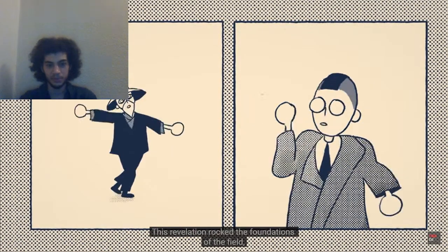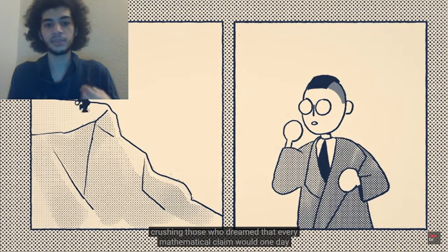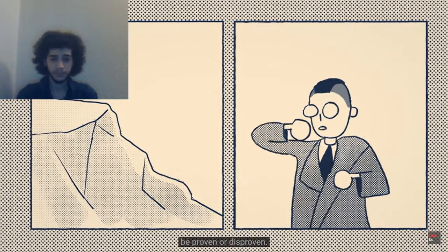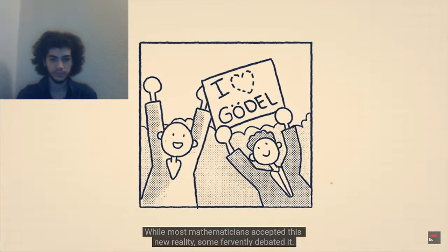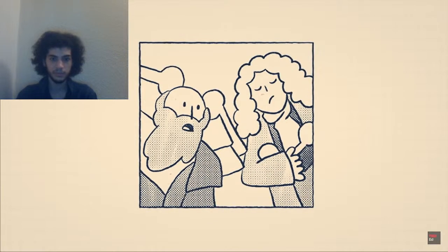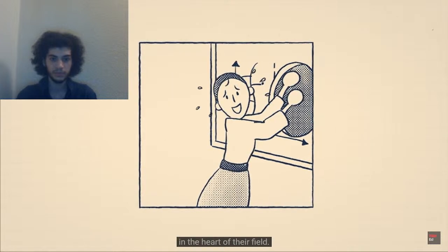This revelation rocked the foundations of the field, crushing those who dreamed that every mathematical claim would one day be proven or disproven. While most mathematicians accepted this new reality, some fervently debated it. Others still tried to ignore the newly uncovered hole in the heart of their field.